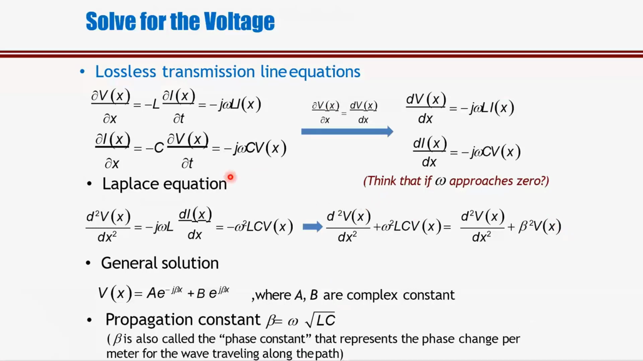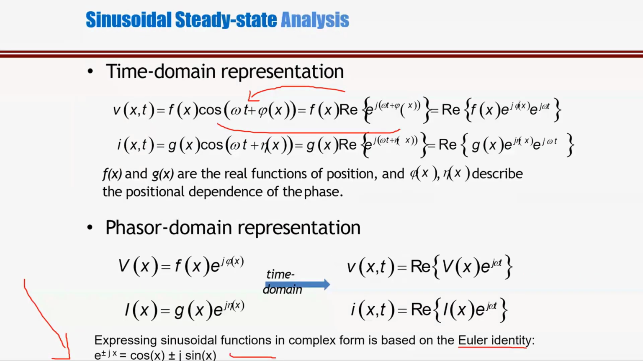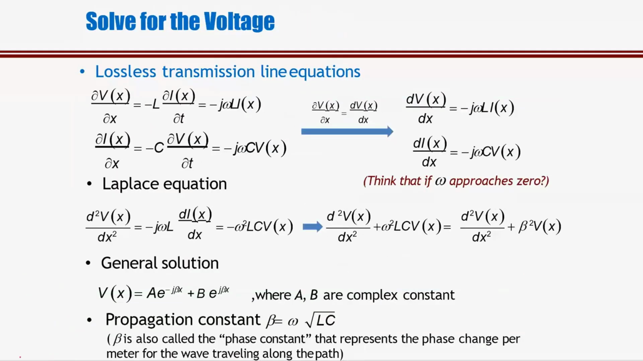Now come back to the lossless line. What we have written? Dou V(x) by dou x is equal to minus L dou I(x) by dou t. That is the equation for the lossless line. Let us call these equation number 1 and equation number 2. So from equation number 1 and 2, we have written dou V(x) by dou x is equal to minus L dou I(x) by dou t. Again, dou by dou t is replaced by j omega, so it will become minus j omega L I(x).